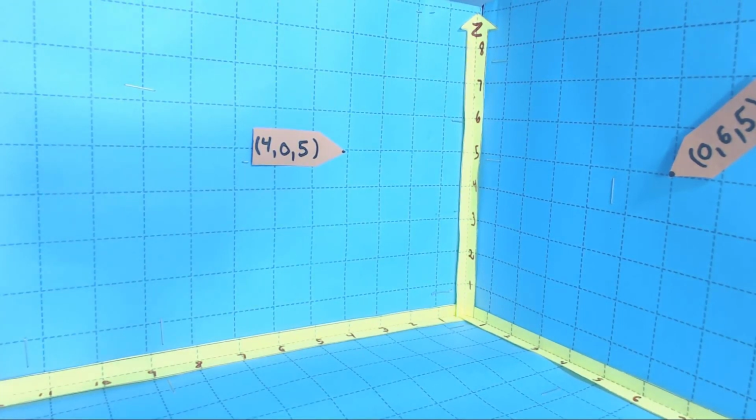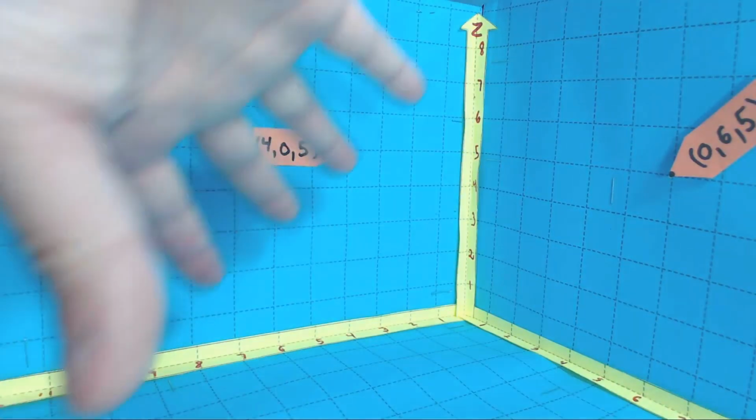In another video, I'll give you a more general introduction in the sense that I also talk about locating points here within this 3-dimensional space.